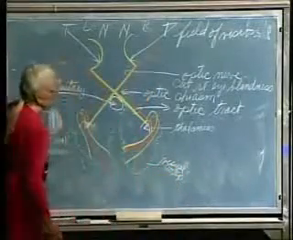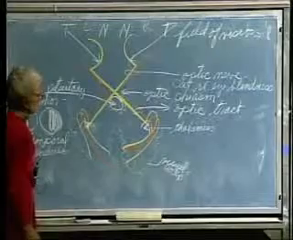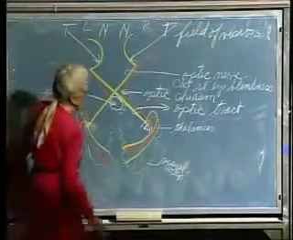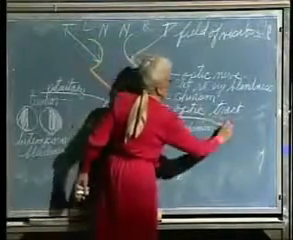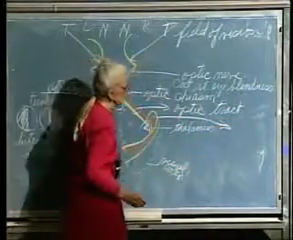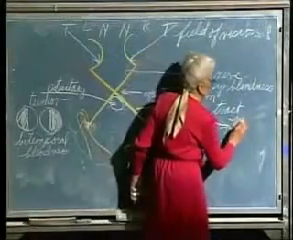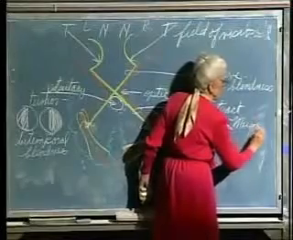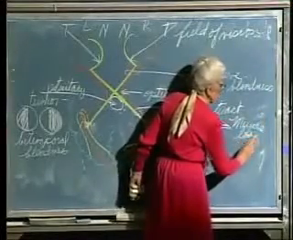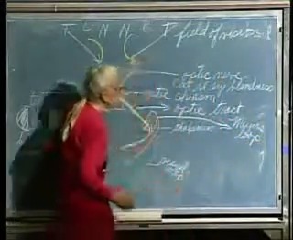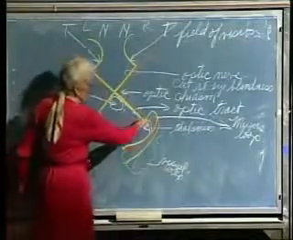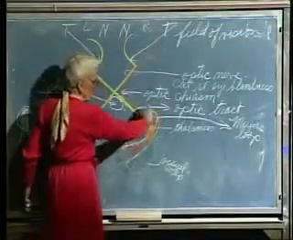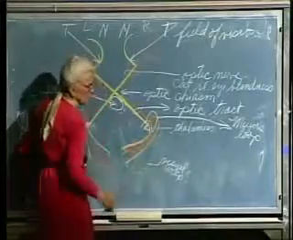But why do I mention this? Because this loop, called Meyer's loop, is very important anatomically to know that some of these visual fibers are going forward here instead of backward. Why is that important?